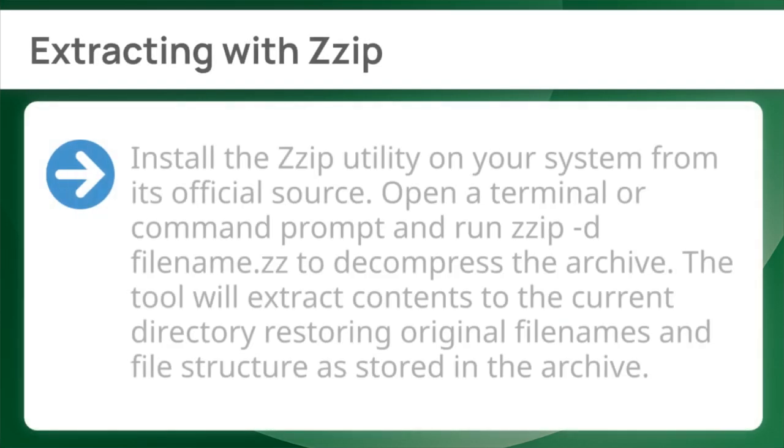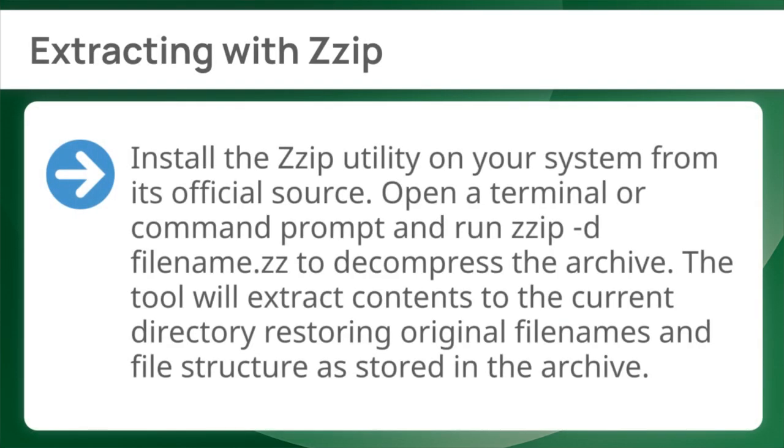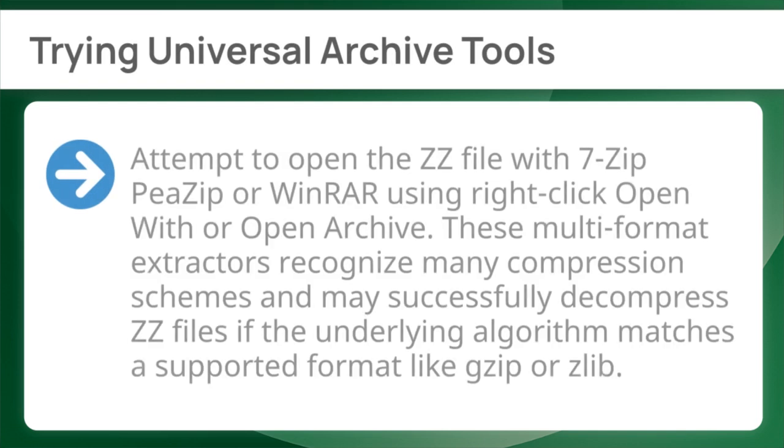First, extracting with GZIP. Install the GZIP utility on your system from its official source. Open a terminal or command prompt and run zip -d file name to decompress the archive. The tool will extract contents to the current directory, restoring original file names and file structure as stored in the archive.